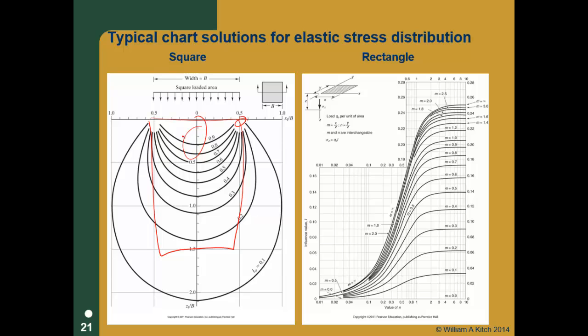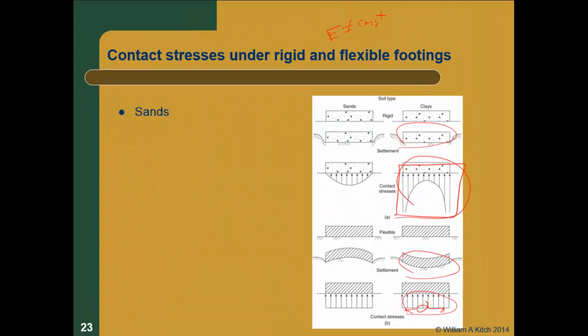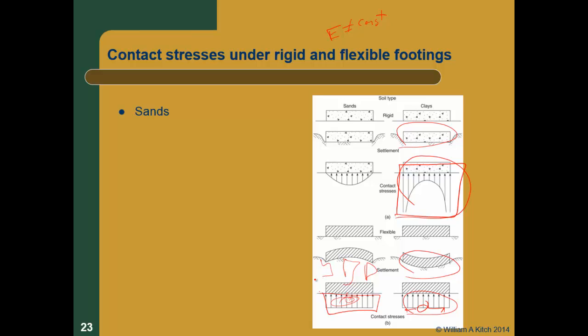So under the center of the footing here, let's go with our flexible footing. We're going to have a uniform stress, but the modulus under the middle is going to be high and the modulus under the edges is going to be low. So what's our displacement going to look like? We're going to get more displacement under the edges than in the middle because we have a high modulus under the middle and a low modulus under the edges, because the sand's modulus isn't constant.